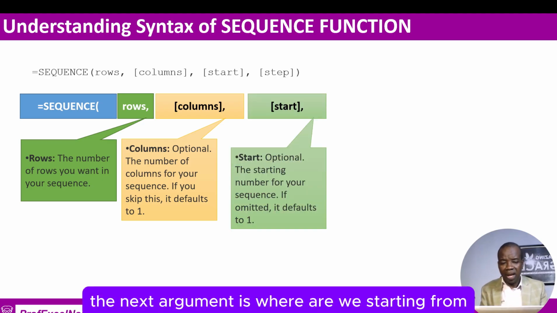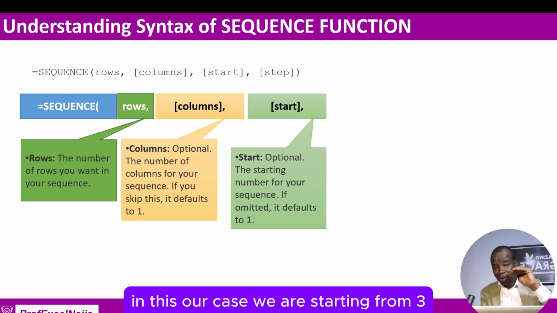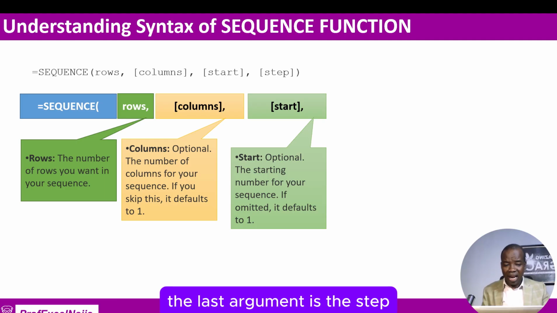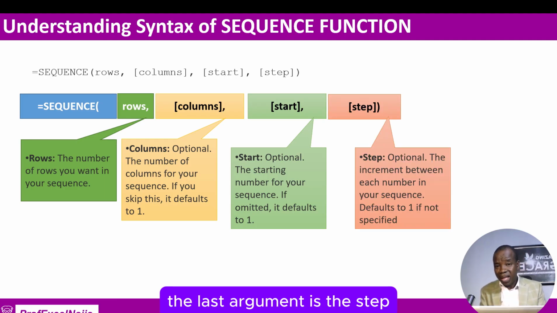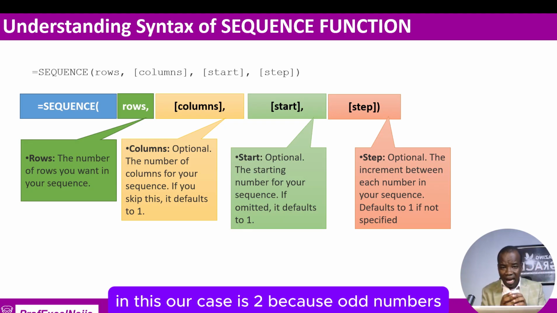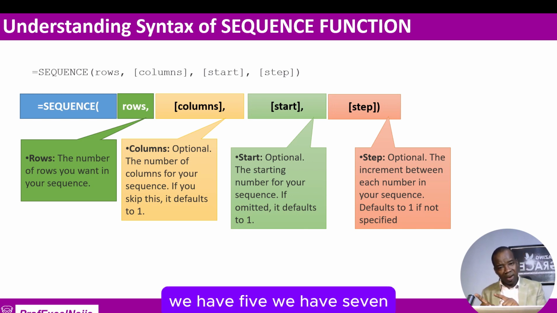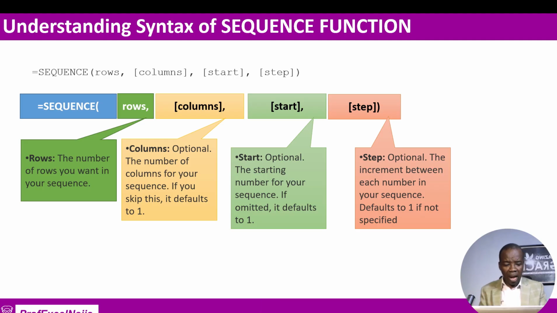The next argument is where we are starting from. You can choose to start from any number. In our case, we are starting from 3. The last argument is the step. What is the difference between 2 numbers? In our case it is 2, because for odd numbers we have 3, we have 5, we have 7, so 2.